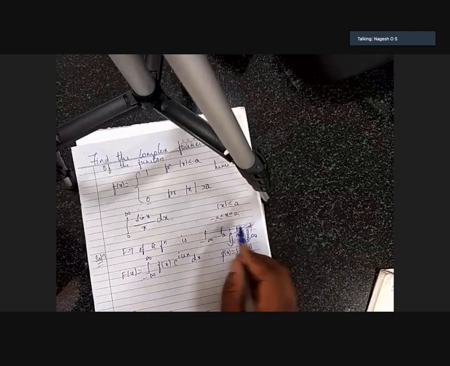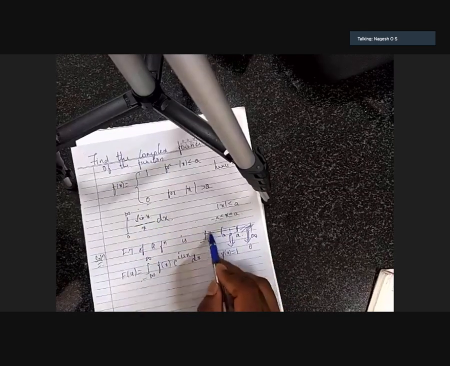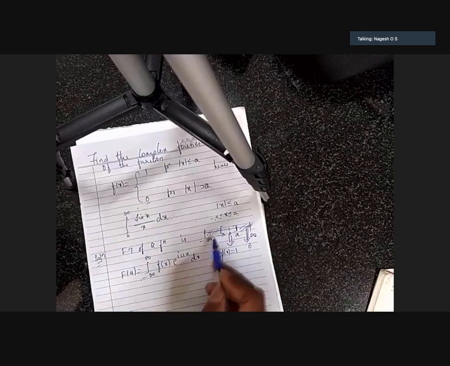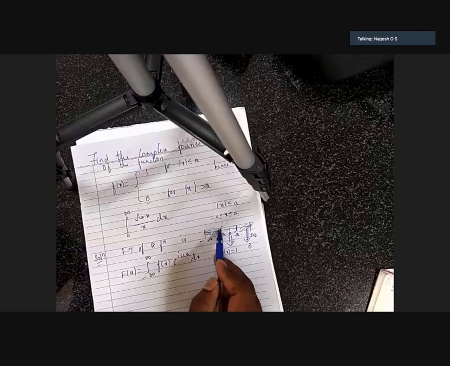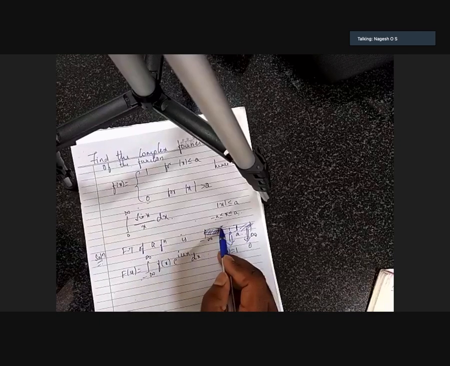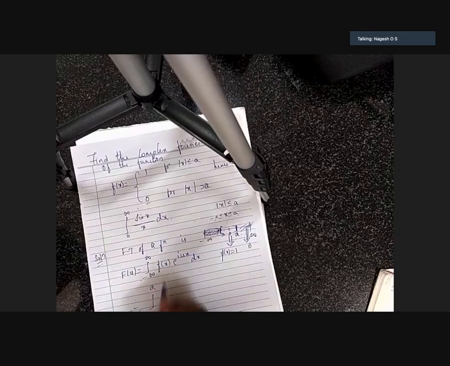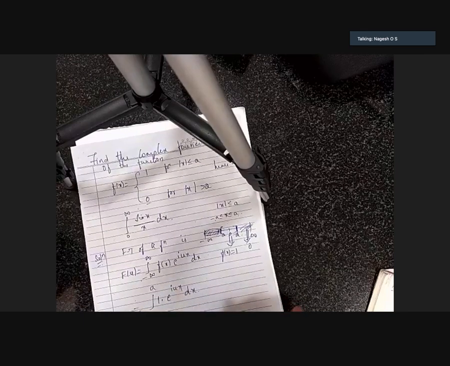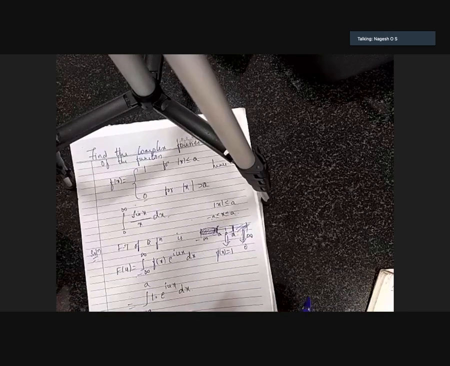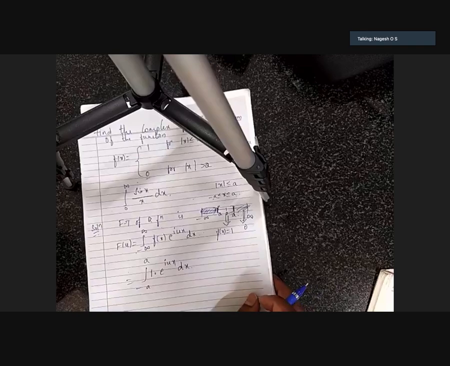Here it is 0 because it is given. Here it is not defined. We did not take this; only this part we need to take. Therefore, what happens? The integral from minus a to a of f of x times e power iux dx. Understood? Writing this one is very important.